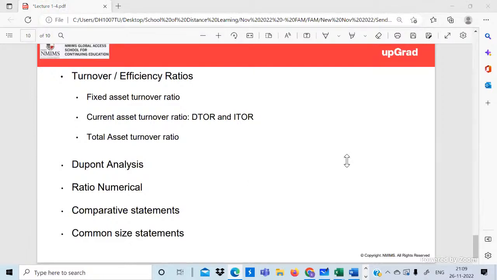Okay. Then let's look at comparative and common size. Anyone who can tell me what you mean by a comparative statement and why you make it, and what a common size statement is and why you make it? Comparative and common size. Anyone?